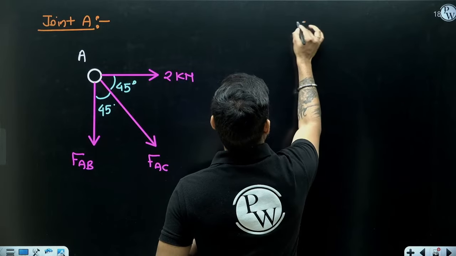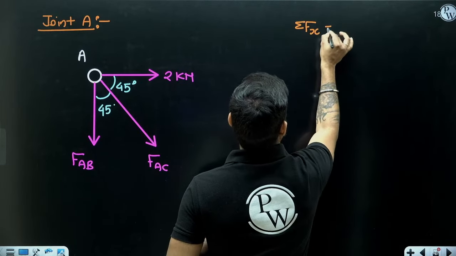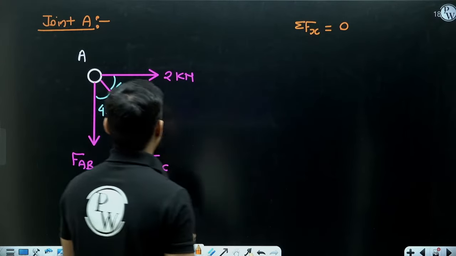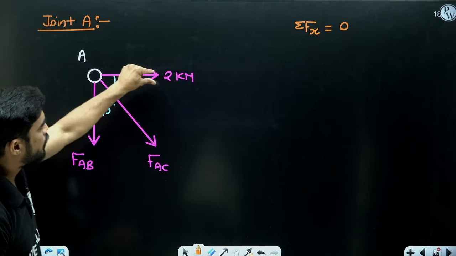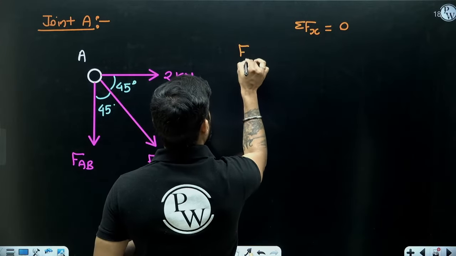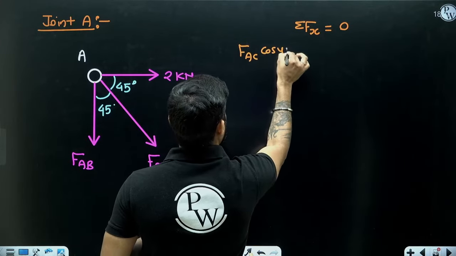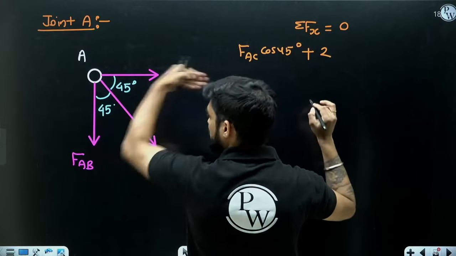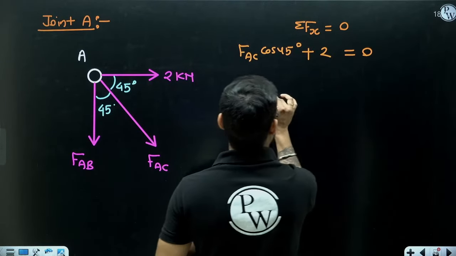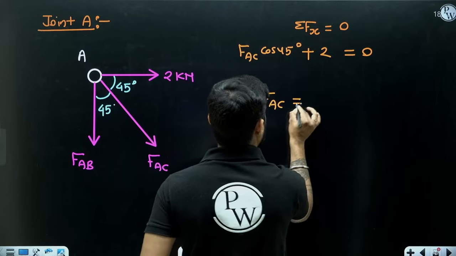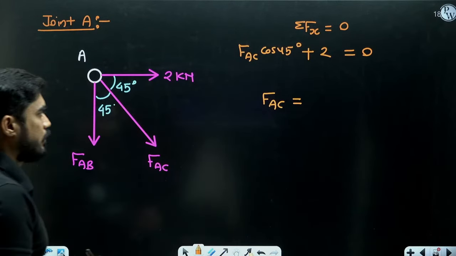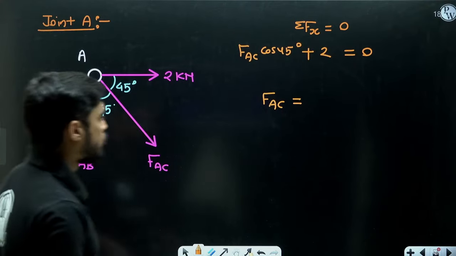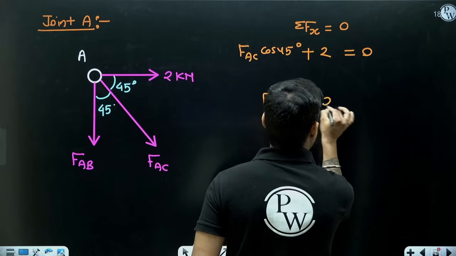So, from summation of Fx equals 0, what am I going to get? In x direction, there is 2 kilonewton and there is cos component of FAC. So, I can write it like this: FAC cos 45 plus 2, both are in positive x direction, equals 0. So, from here, I will get FAC, what is it? It is 2 by cos 45, 2 root 2, and it will be negative.